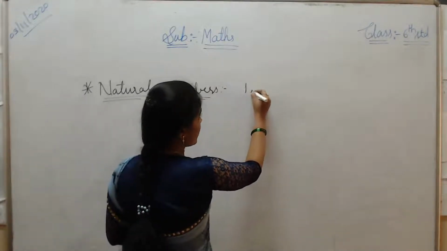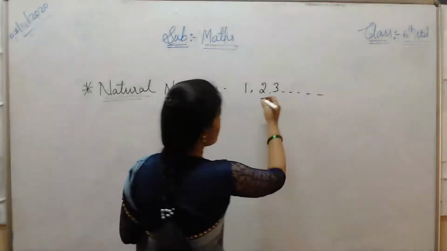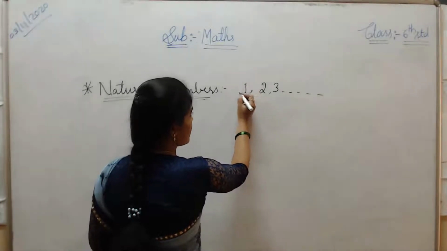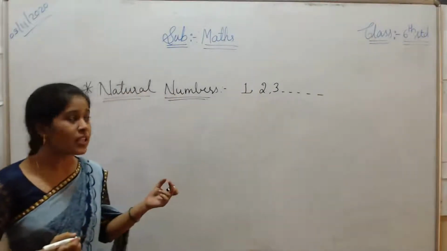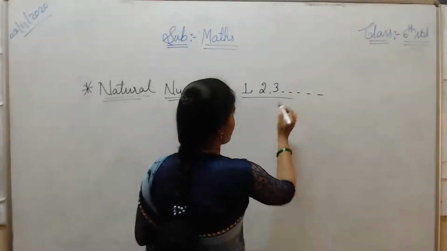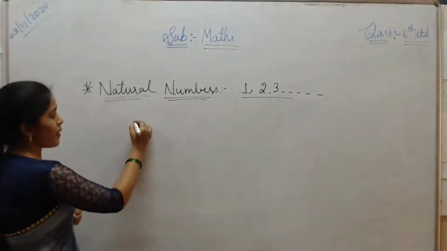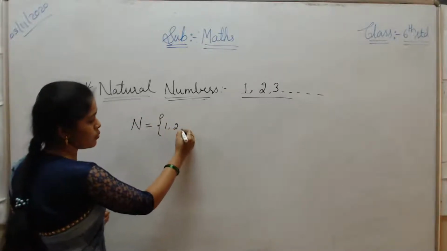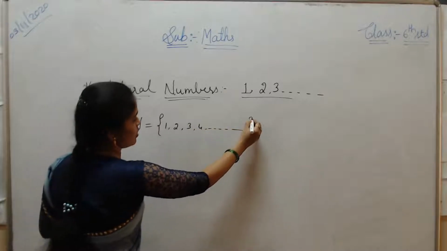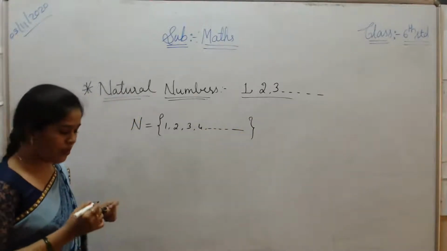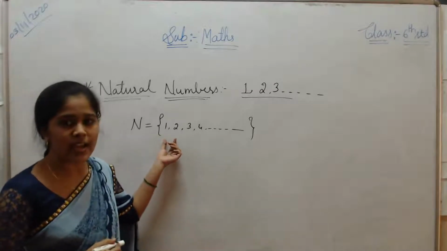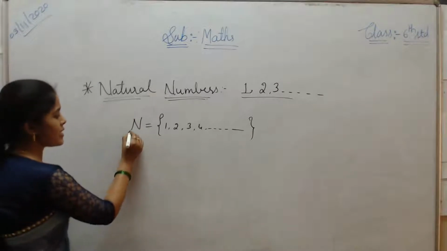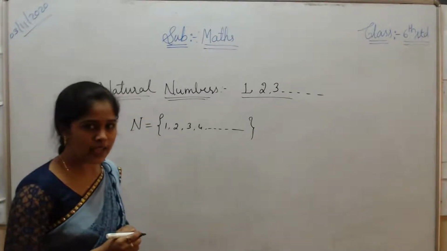The counting numbers are called natural numbers: 1, 2, 3 and so on. Starting from 1, the smallest natural number is 1. The natural number is denoted by capital N, and the set of natural numbers is 1, 2, 3, 4 and so on. The smallest natural number is 1. The set of natural numbers is denoted by capital N.